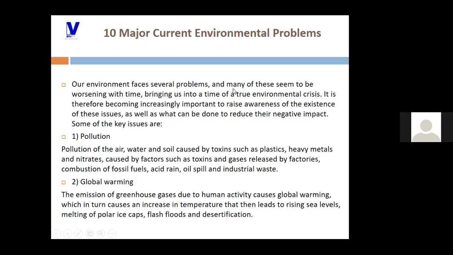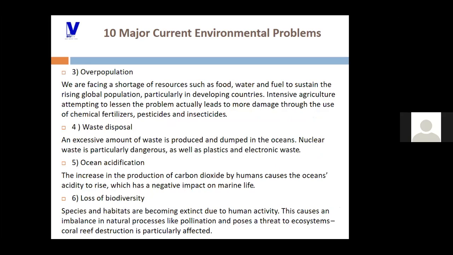Water pollution means improperly treated water directly contaminating the soil. Hazardous waste is directly dumped in the seashore. Acid leakages are directly poured into the ground. So these all come under the pollution category. Another one is overpopulation and waste disposal, and ocean acidification.